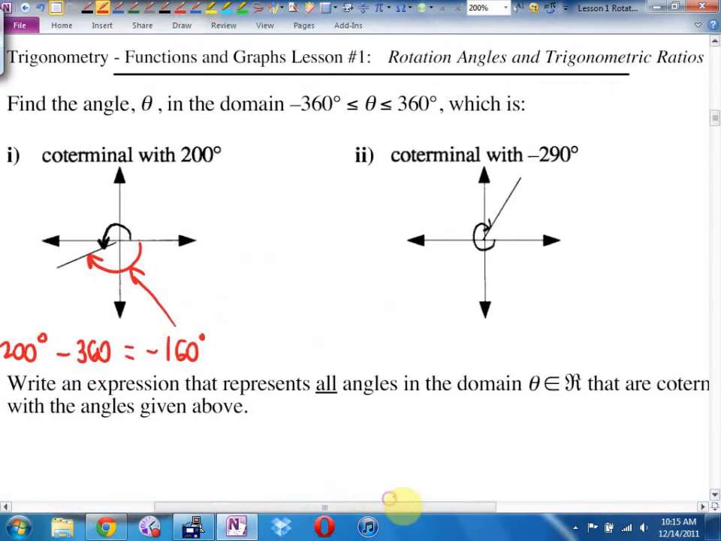What about coterminal with negative 290 degrees? So that's negative 290. I want this one. How will I find the coterminal angle to negative 290 degrees? Specifically, the angle that's between 0 and 360. Yeah, so between negative 360 and positive 360.